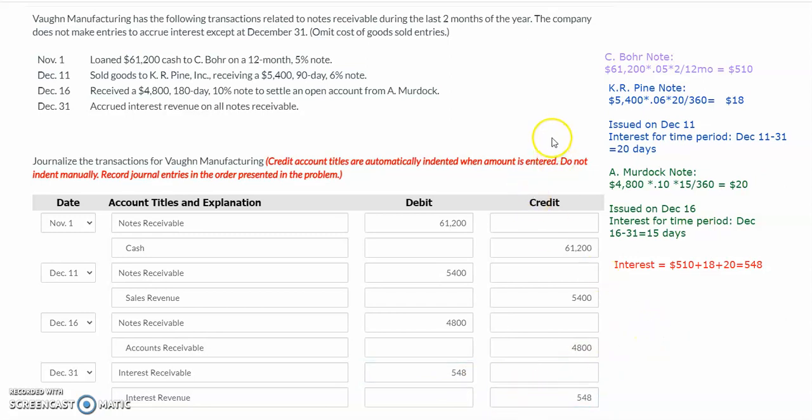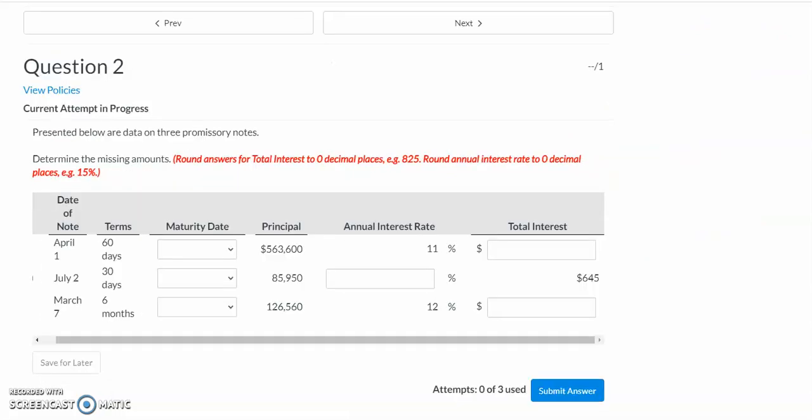All right. The next problem that we're going to go over fairly quickly is going to be question number 2. So we're going to go ahead and switch over to this question now. For this question, we have 3 promissory notes and we need to determine the maturity date. So the first thing that we're going to do is for the first note on April 1st, we're going to determine the maturity date, and the term is going to be 60 days.